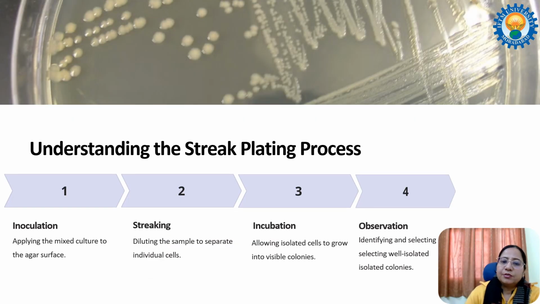Now understanding the streak plate process. The streak plate process is a unidirectional flow method that involves inoculation, that is applying the spread culture to the agar surface, then streaking, which means the zigzag movement on the plate, diluting the sample to separate the individual colonies. Then incubation, which allows the growth of the isolated microorganism under specific conditions of temperature. And then lastly, we can identify and select the well-isolated colonies.